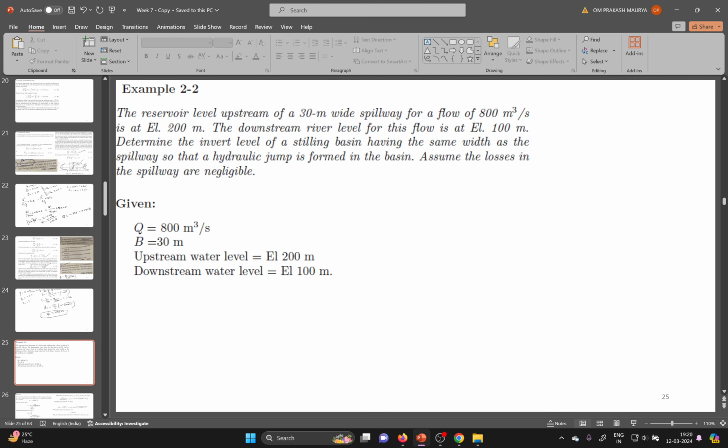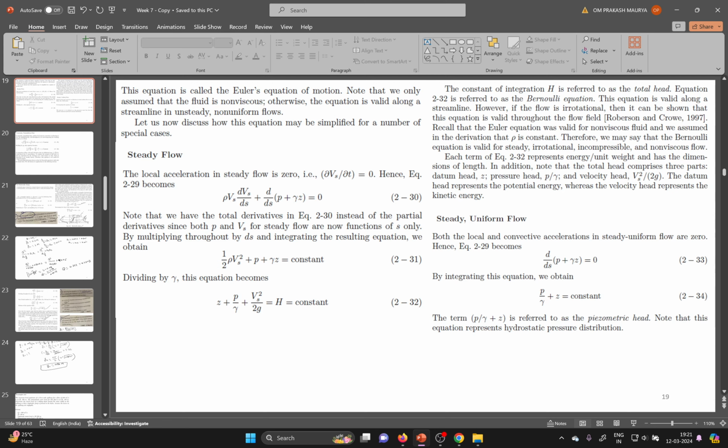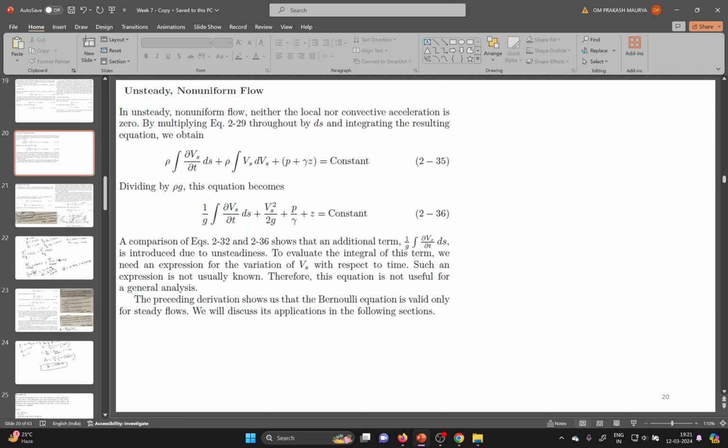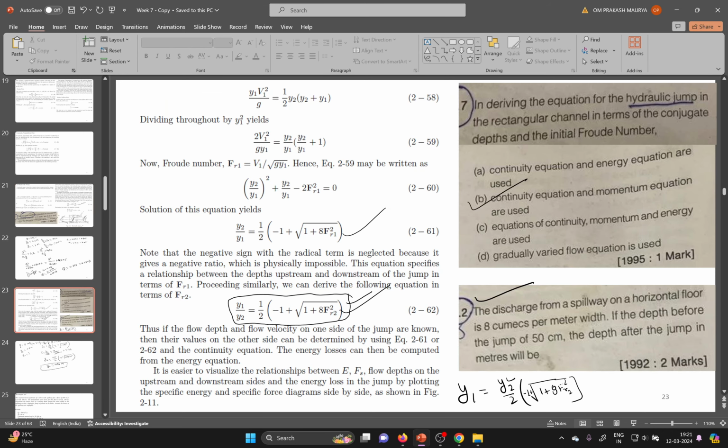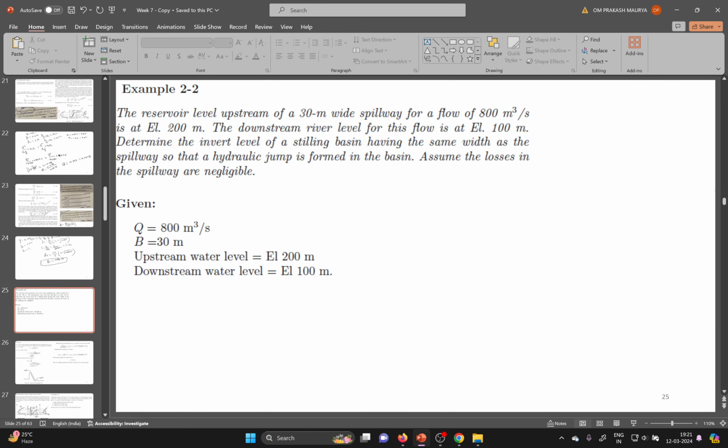Whatever I have taught previously, all of this content I am following from Hanif Chaudhry's book, Open Channel Flow. So here is one example from Hanif Chaudhry.